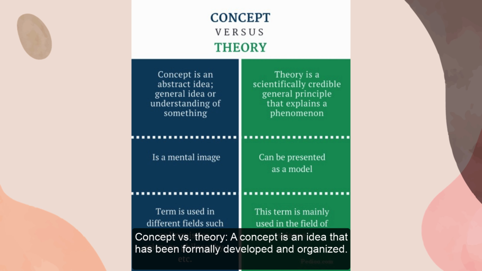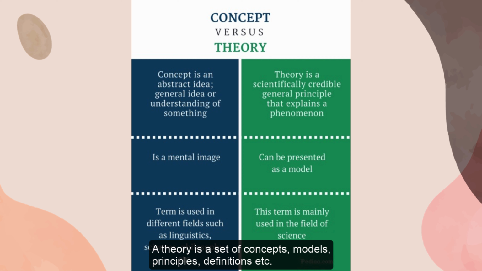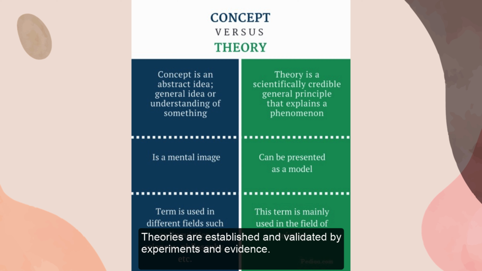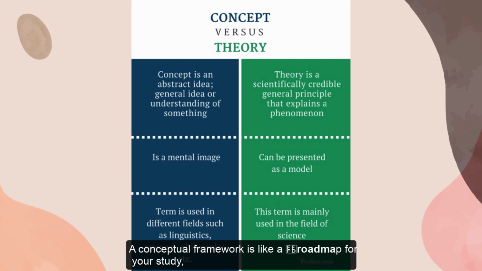Concept versus theory. A concept is an idea that has been formally developed and organized. A theory is a set of concepts, models, principles, definitions, etc., that make sense of a phenomenon by determining relationships among variables. Theories are established and validated by experiments and evidence.